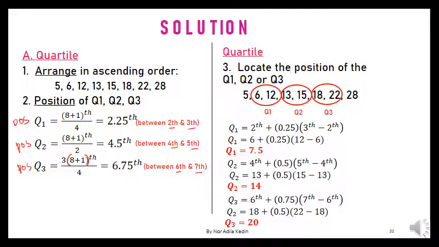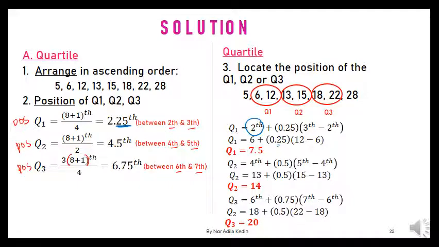So, here, Q1, 2.25 bermaksud 2, second observation, tambah dengan 0.25 darab dengan observation ketiga tolak observation kedua. Sebab dia di antara 3 dengan 2. So, second observation adalah 6. Tambah dengan 0.25 darab dengan 12 tolak 6. Dia dapat 7.5.